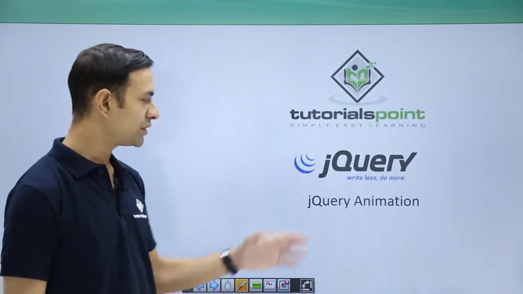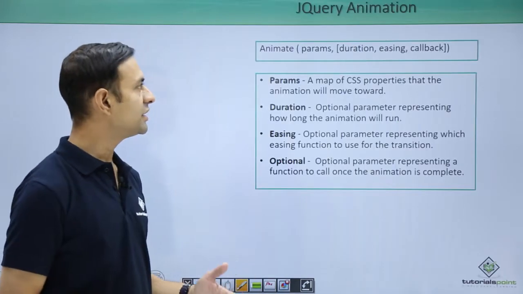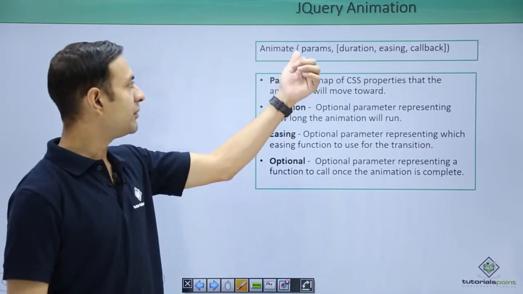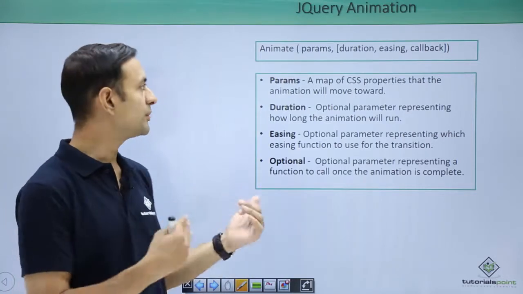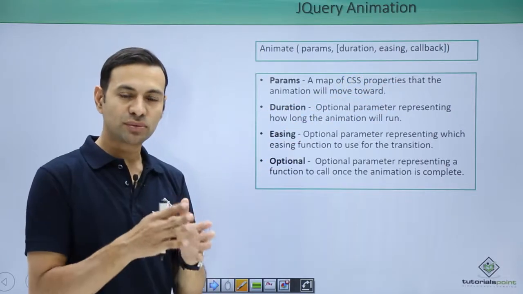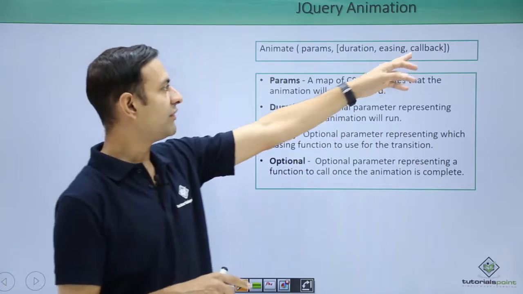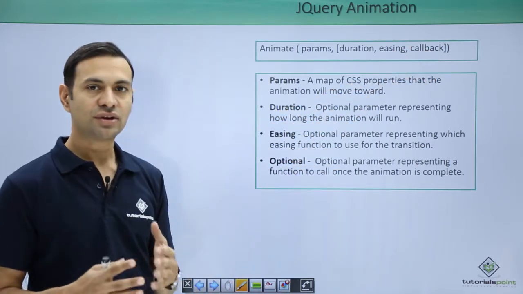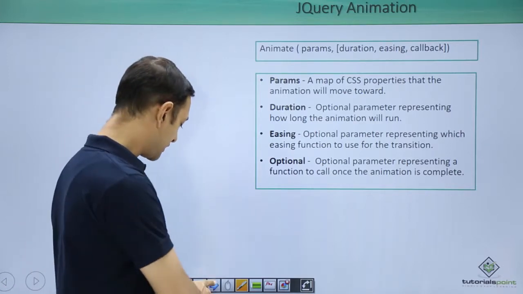In this session, I am going to cover animation in general. Animation is a generic method which does the animation based on parameters like which CSS properties are to be modified over a period of time, which is the duration. Then we have easing, so that it should be a smooth transition. Then we have a callback. Callback is a method to be called when your effect has completed. So let's see an example of animate.